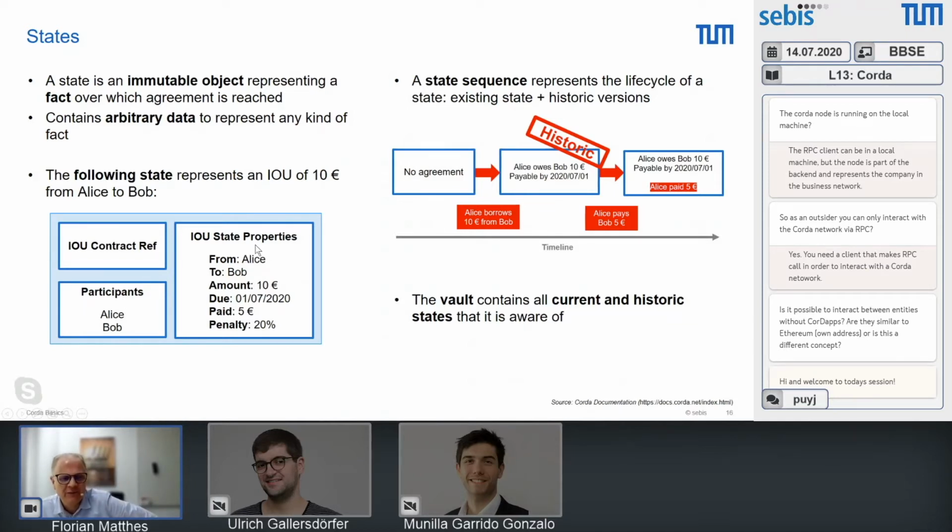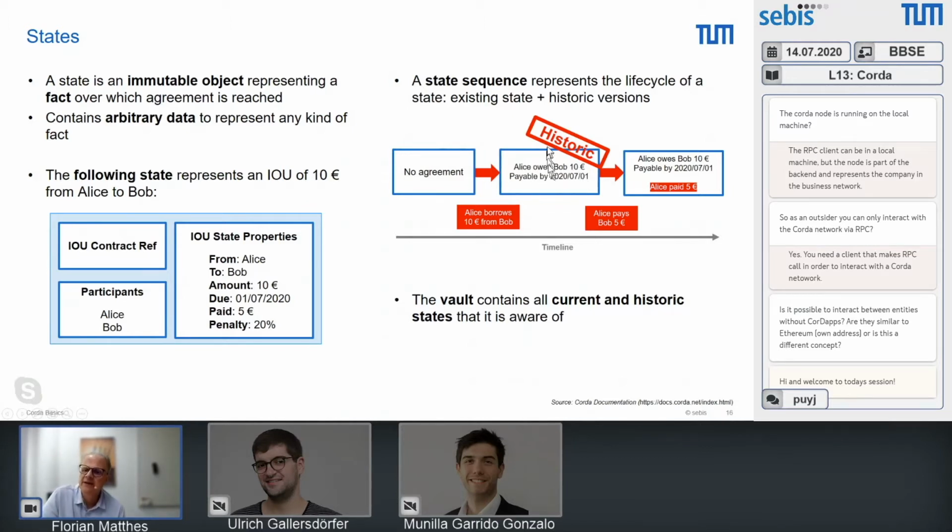Now you might be puzzled: if this is immutable, how can this evolve? This is easily done, because immutable is only this state at a certain point in time. If you look over time, we will have an evolution of this state. Initially you don't have a state. Then you create the state by saying Alice borrows 10 euro from Bob. So she creates, with the consent of Bob, this immutable state object, that she owes 10 euro, which should be payable on the 1st of July 2020.